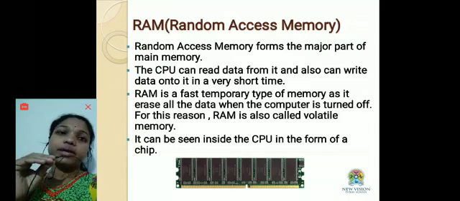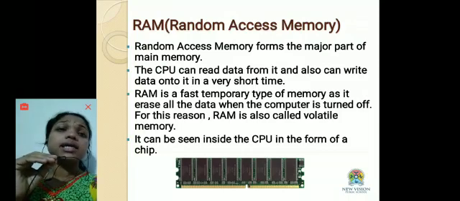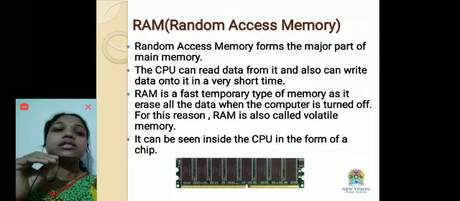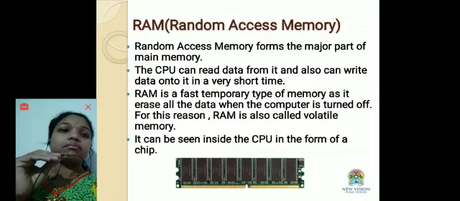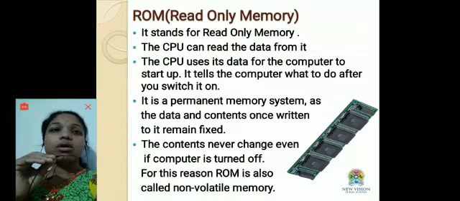Volatile means what? It is an erasable memory. It can be seen inside the CPU in the form of a chip, like the chip I have shown in the diagram. Okay. The next is ROM memory.